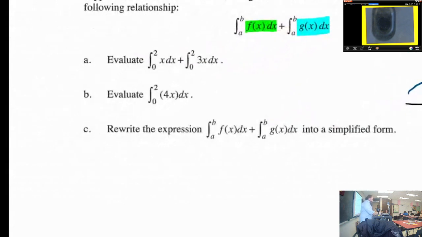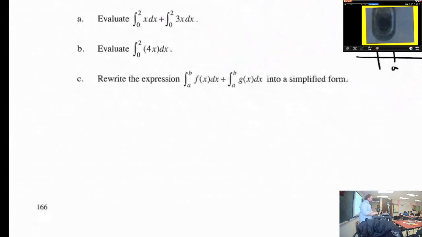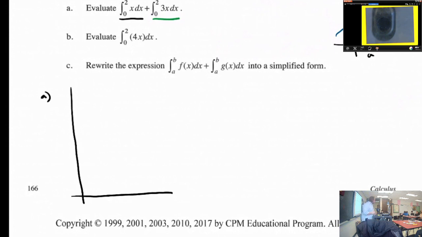Let's look at question A. This will give us a chance to practice evaluating integrals based on just geometry. So for question A, we're asked to evaluate the integral from 0 to 2 of x dx and 3x dx. So let's draw both of them on the same coordinate axis. You can do this with me right now. It's pretty easy because they're just straight linear functions.